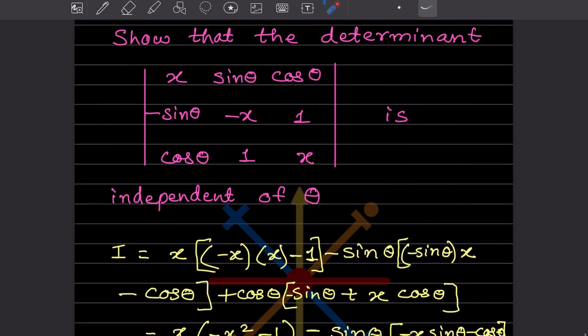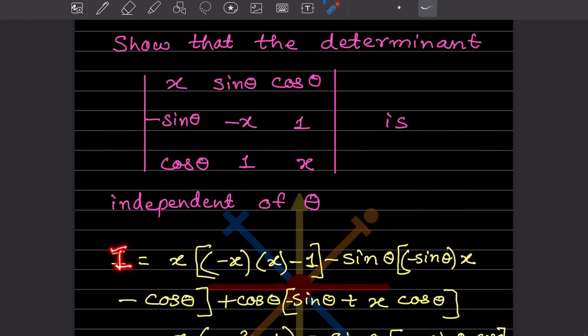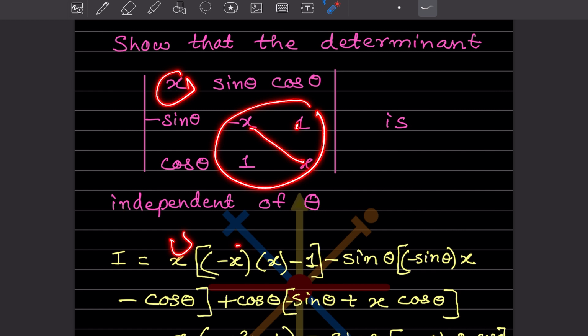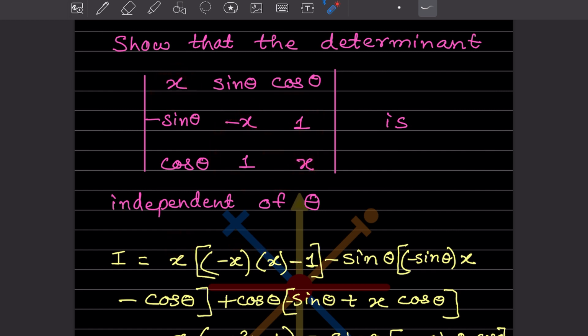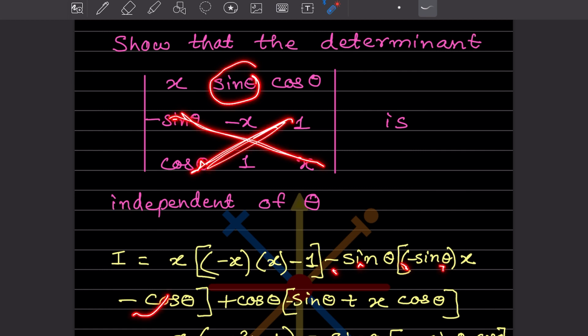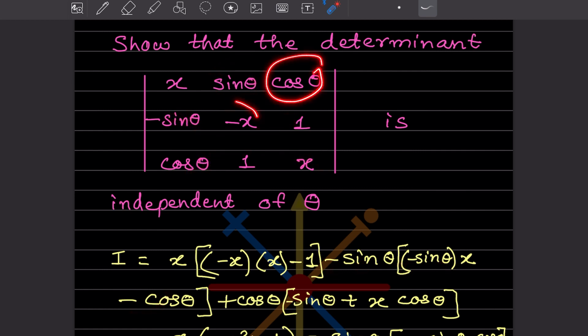Let us consider this as I. You will take this one and multiply, that will be minus x into x, which I wrote separately, minus 1. Then you will take this one, but multiply this and this, so minus sine theta, and inside the bracket that will be minus sine theta into x, and here will be minus cos theta. Then you will take this one and this together.